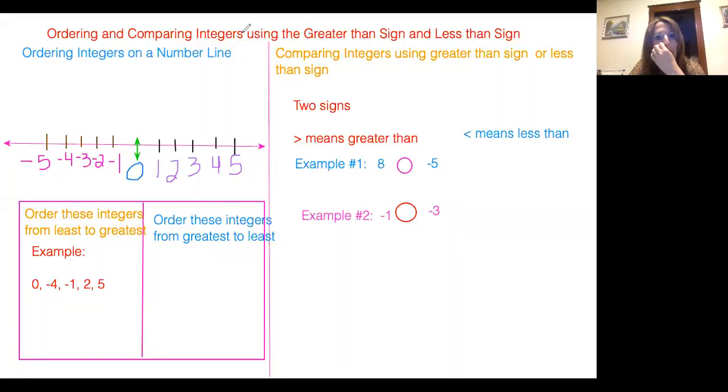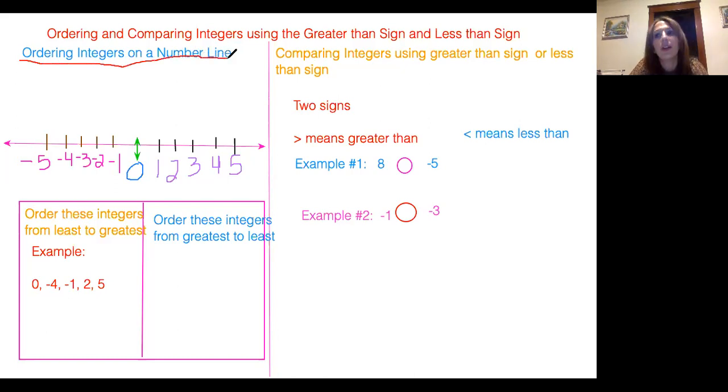So let me share my screen for you. Okay. So here we go. Let's look at ordering and comparing integers using the greater than and less than sign. So let's look on the left where it says ordering integers in red on a number line.